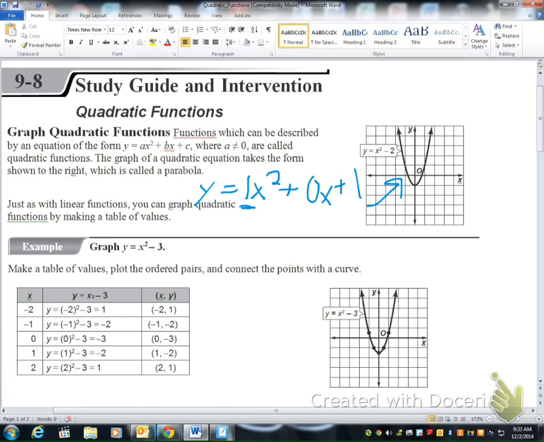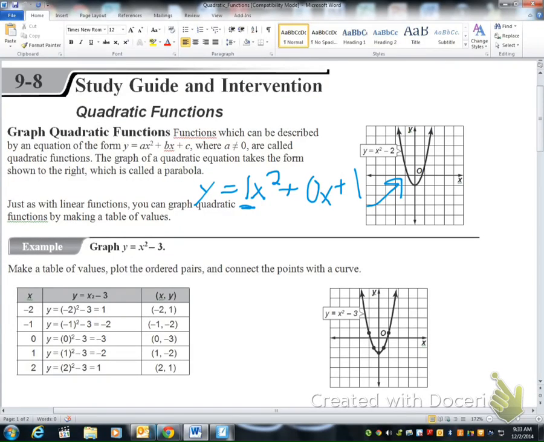They used negative 2, plug that in. Now remember, a negative times a negative is positive. So we get negative 2 squared, which is 4, and 4 minus 3 is 1. So when x is negative 2, y is 1. Now the reason that it has this U shape though is because negative 2 squared is 4, but positive 2 squared is what? Also 4, right?